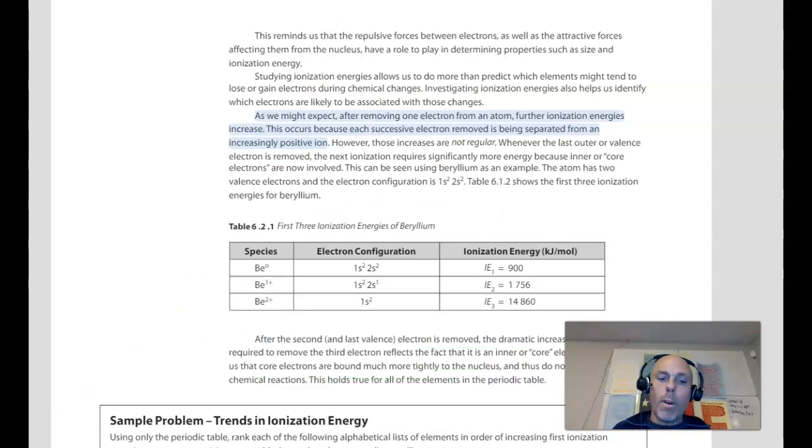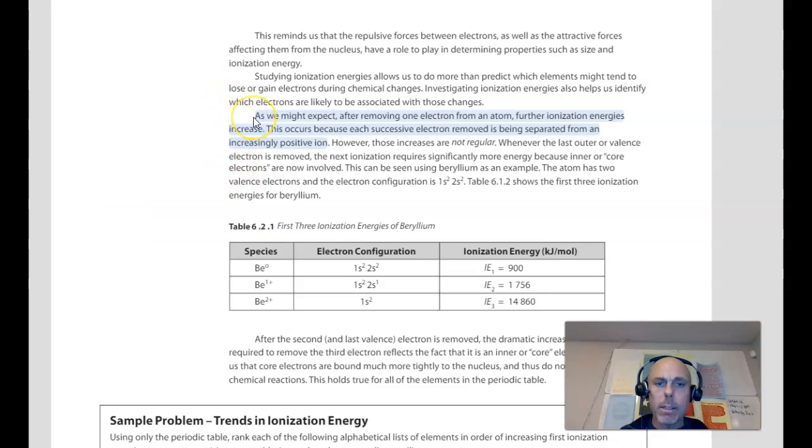So far, what we've been talking about is what's called first ionization energy, the energy that it takes to remove the first valence electron from a neutral atom or from a mole of neutral atoms. But there's also second and third ionization energies, the energies it takes to remove an additional electron after the first was removed, or a third electron after the first 2 were removed.